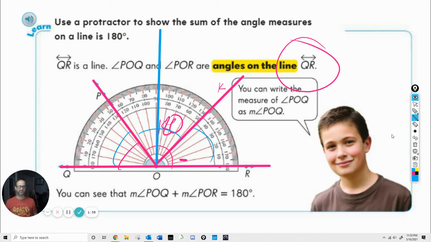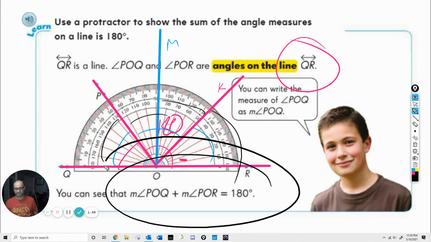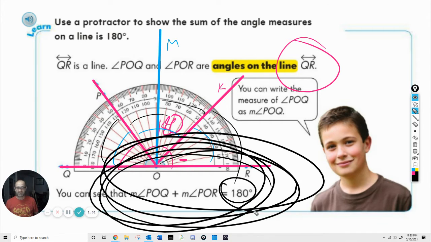Let's throw another line here. Let's pretend I've got 4. I'll put an M because I always like to use M. If I add this one plus this one plus this one plus this one, guess what they're all going to equal? Specifically 180. All right, we good here? I'm out. That's the lesson.